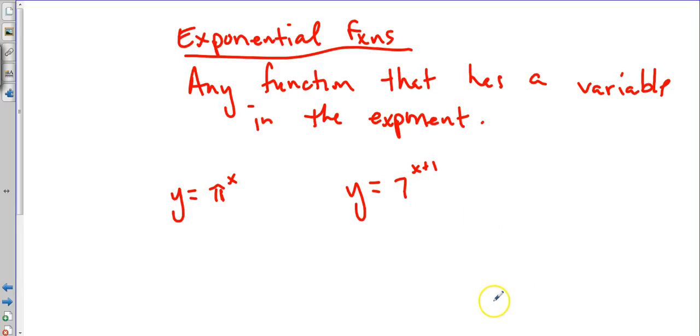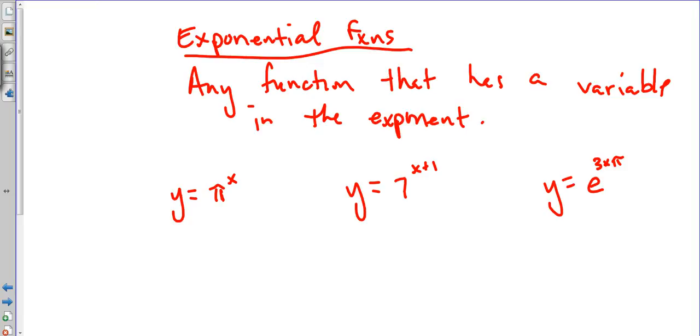Or maybe 7 to the x plus 1. That's got a variable in the exponent. So that is an exponential function. Y equals e, this number e, this is just a constant, to the 3x pi. Exponential function, it's got a variable in the exponent.